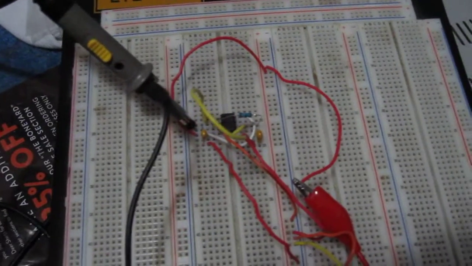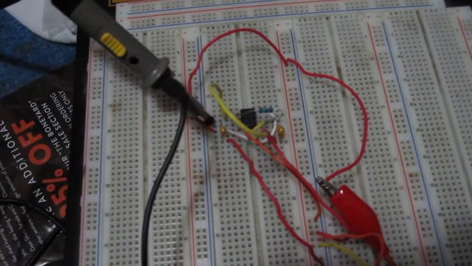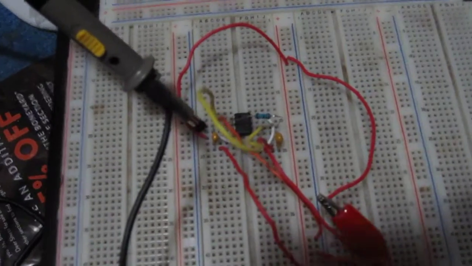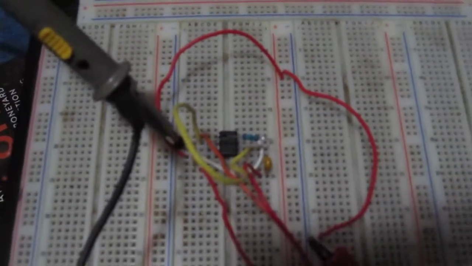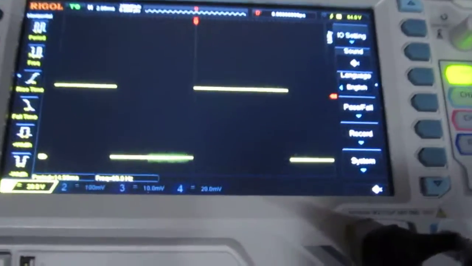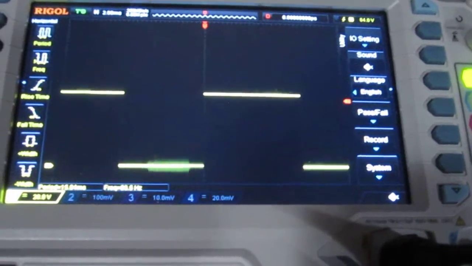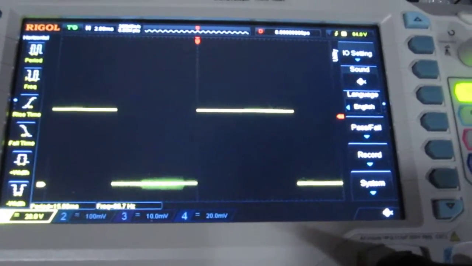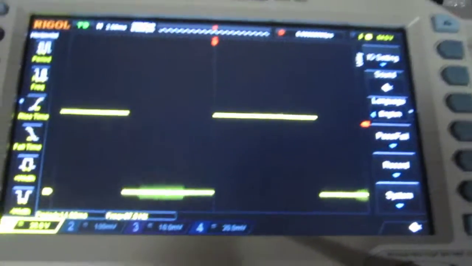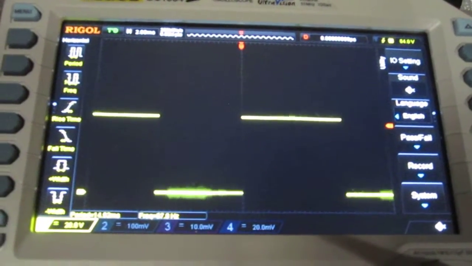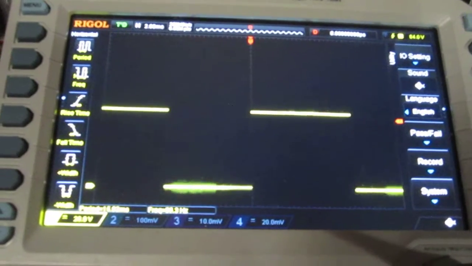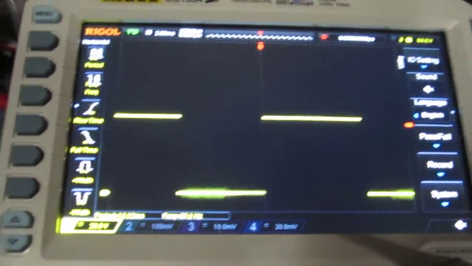Hey guys, this is a clock circuit or a square wave generator built with a 555 timer chip, which you can see here. And the output of this circuit is shown on the oscilloscope. Here you can see a digital square wave signal. And this signal has a frequency of about 60 hertz or so.